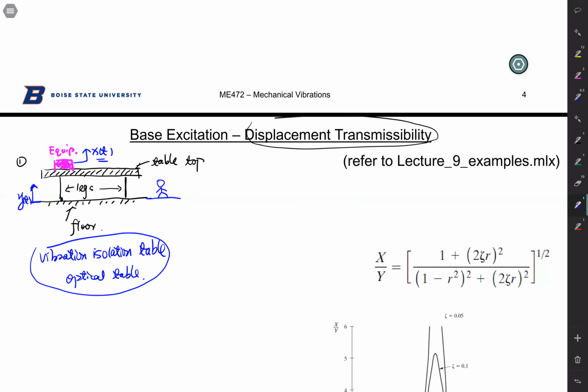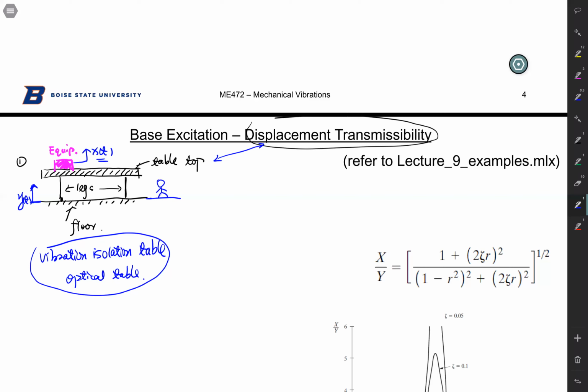So you're running a very, very precise experiment. You want to mitigate the negative effect of any floor vibration. So what you do is you want to design such a table so that no matter how your floor vibrates, the vibration on your equipment will be minimized. Make sense? So is this particular situation very much equivalent to the initial problem above with the base excitation? Yes. So this problem is related to displacement transmissibility.